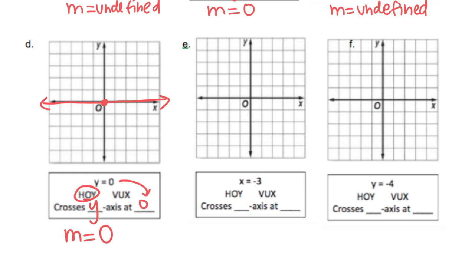All right, looking at E. E says x equals -3, so x is a VUX. So we are going to go to our x-axis at -3. So x at -3, and it's a VUX, so we are going to make a vertical line. VUX also tells us about our slope. That U tells us our slope is undefined.